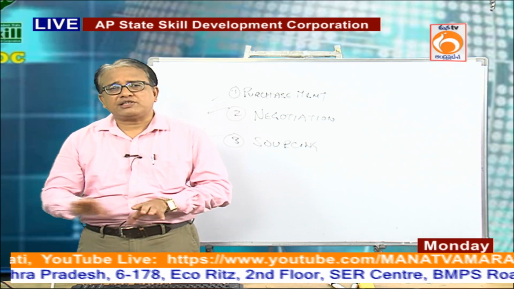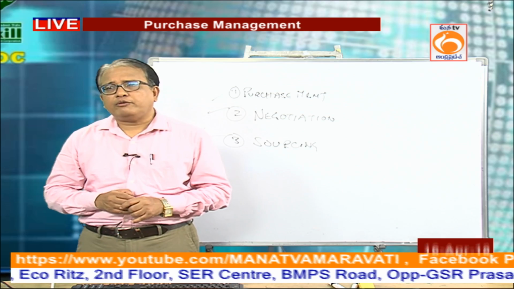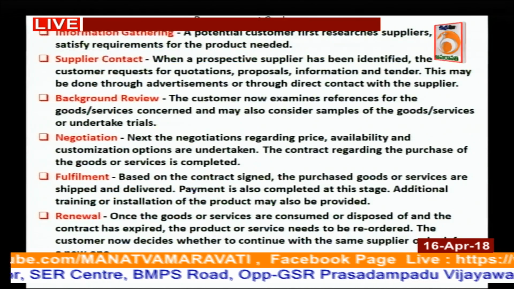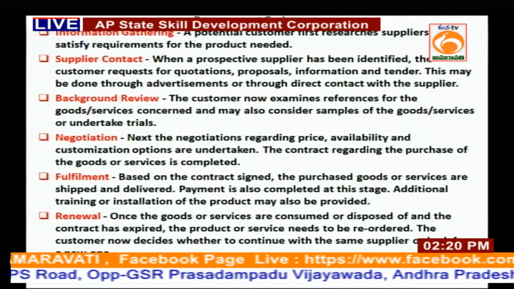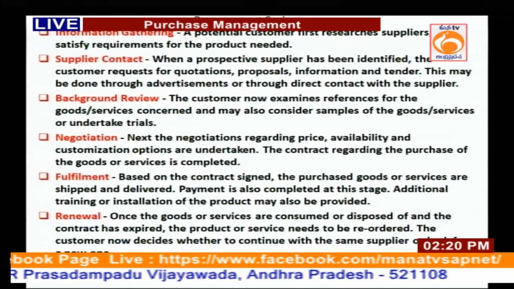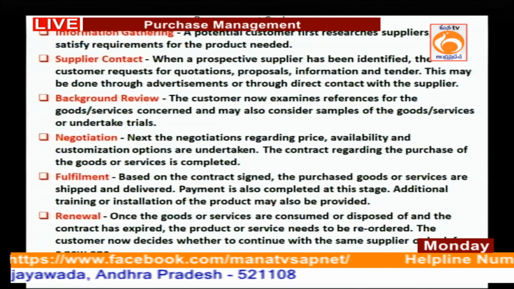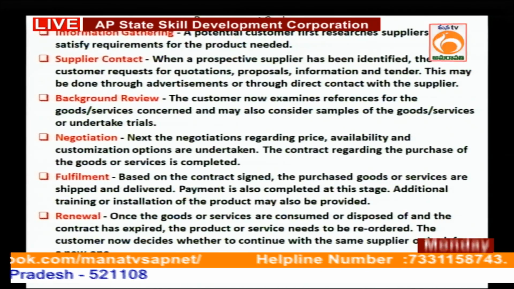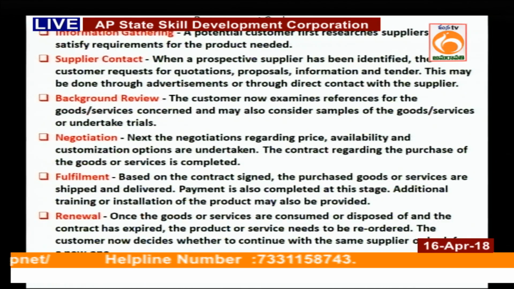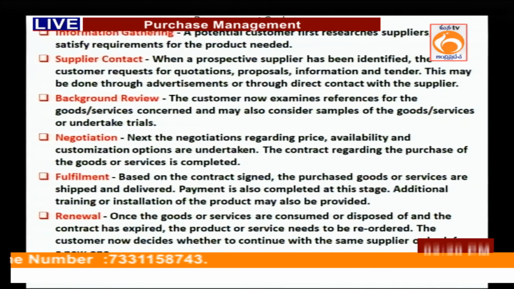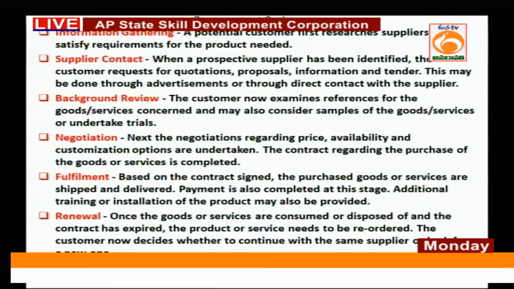Let us go back to the slide once again. Then the fulfillment, then the process of fulfillment, that means based on the contract signed, the purchased goods or services are shipped. So, the actual operation happens at this point of time. The fulfillment of the contract happens, the fulfillment of the purchasing happens. The physical goods actually move from the supplier to the buyer, and the renewal.